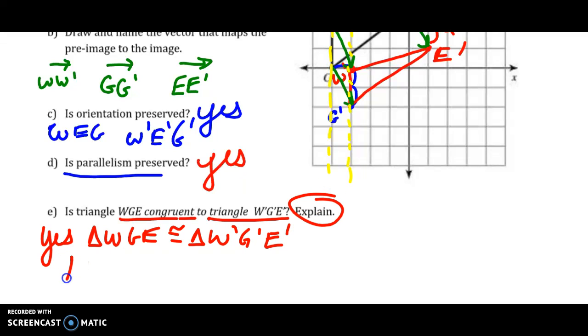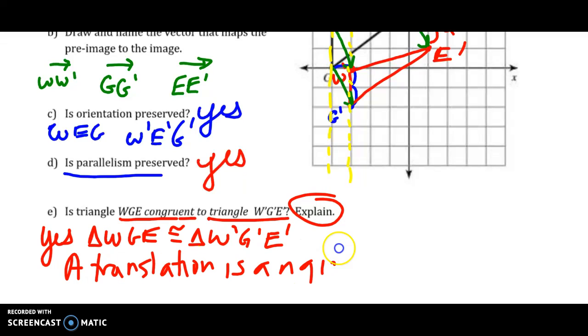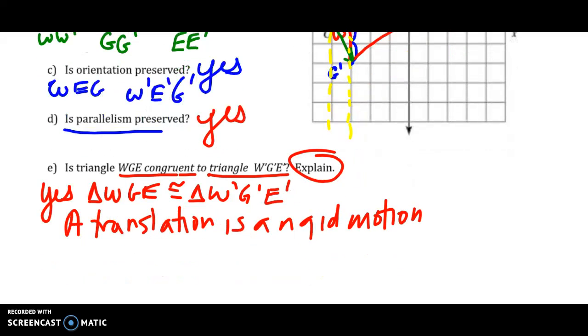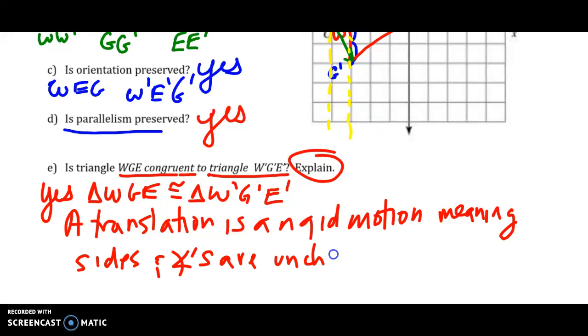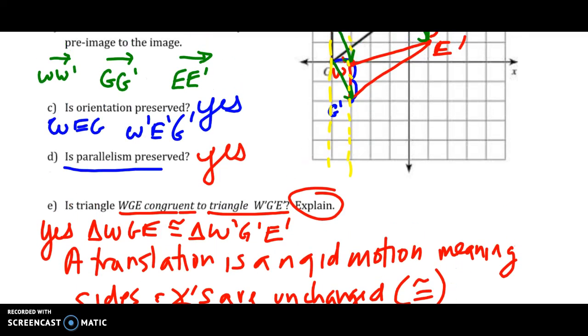Explain. A translation is a rigid motion. Meaning, right? Meaning sides and angles are unchanged, or congruent, to use our specific geometry vocabulary. And that is all we have to do for this example.